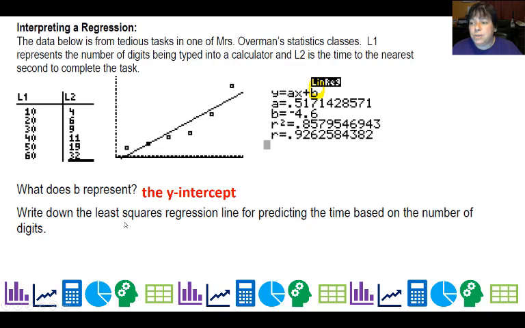So if I write down the least squares regression line, what I want you to do is write down y equals 0.517x minus 4.6. It's nicer if you do it in the context of the problem, because we know list 1 is the number of digits and list 2 is time. But the other way you could write this is y equals 0.517x minus 4.6.